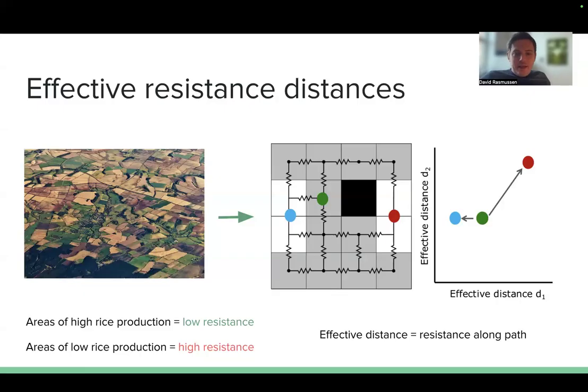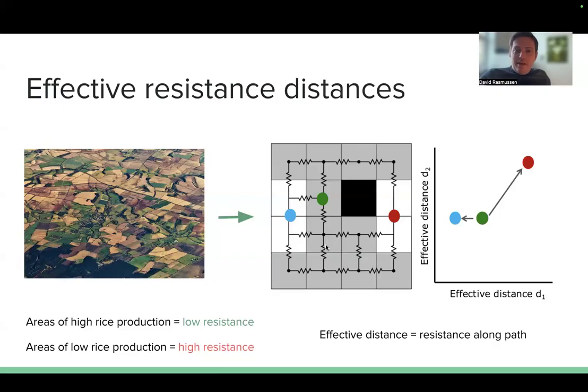And to make sense of this, you can think of these effective distances as analogous to an electrical circuit network, right? In an electrical circuit network, there are many paths connecting any two locations, like the blue with the green or the blue with the red. But some of these paths through the circuit network might have high conductivity or low resistance, while other paths might have low conductivity or high resistance.